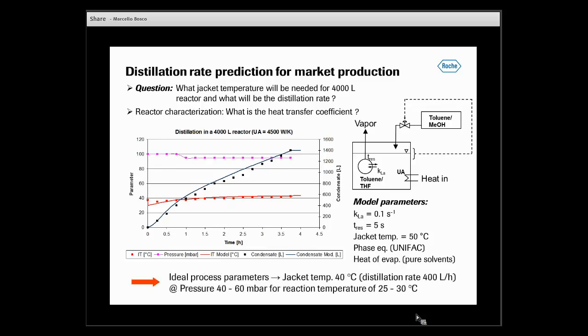So this was not the ideal process. This was only for having data for the UA value. After that, we do again the calculations in the model, and we came out with ideal process parameters. The jacket temperature was 40 degrees, and distillation rate was 400 liters per hour at a pressure of about 40 to 60 millibar for a reaction temperature of 25 to 30 degrees.